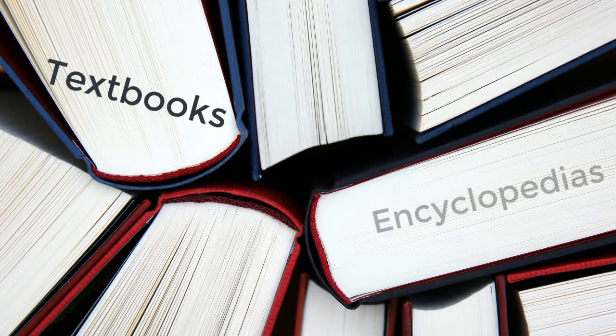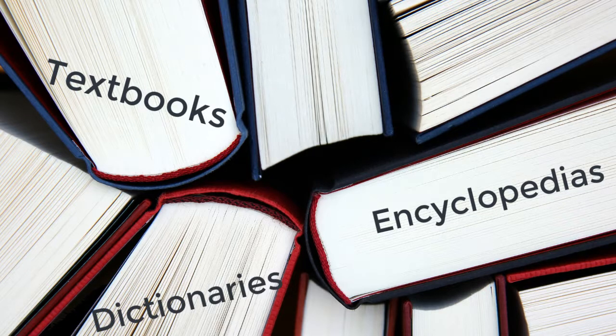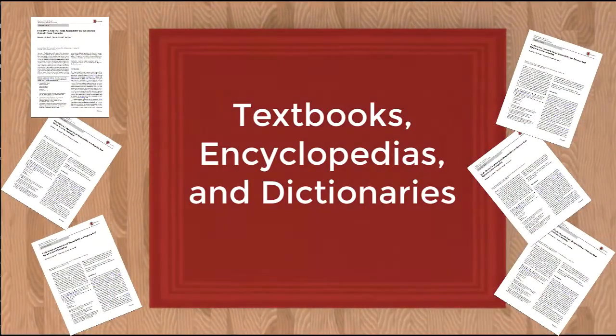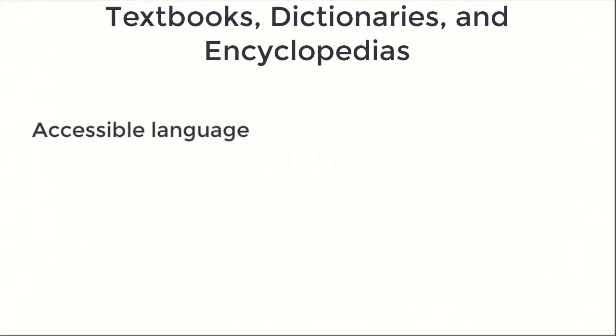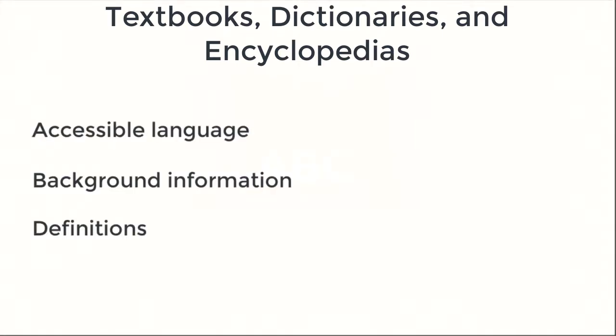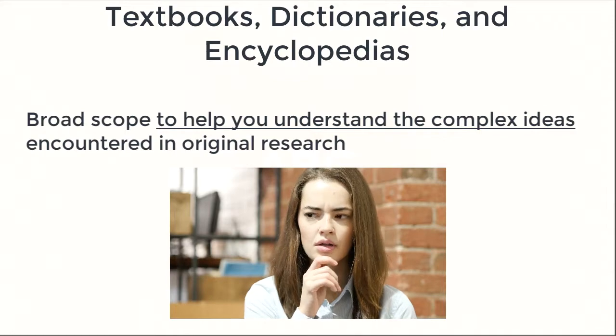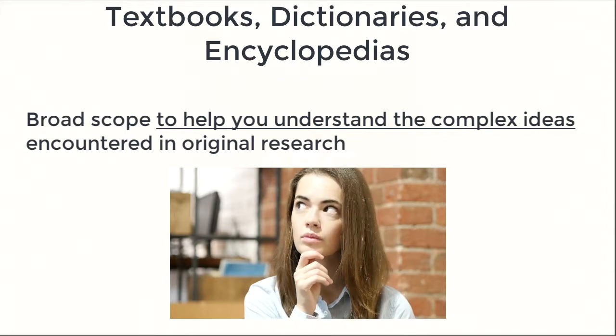Textbooks, encyclopedias, and dictionaries are not considered academic texts. These types of texts take what is known as a result of original research and explain or define complex ideas using accessible language. These types of texts are meant to help you understand difficult theories and concepts to enhance your learning.